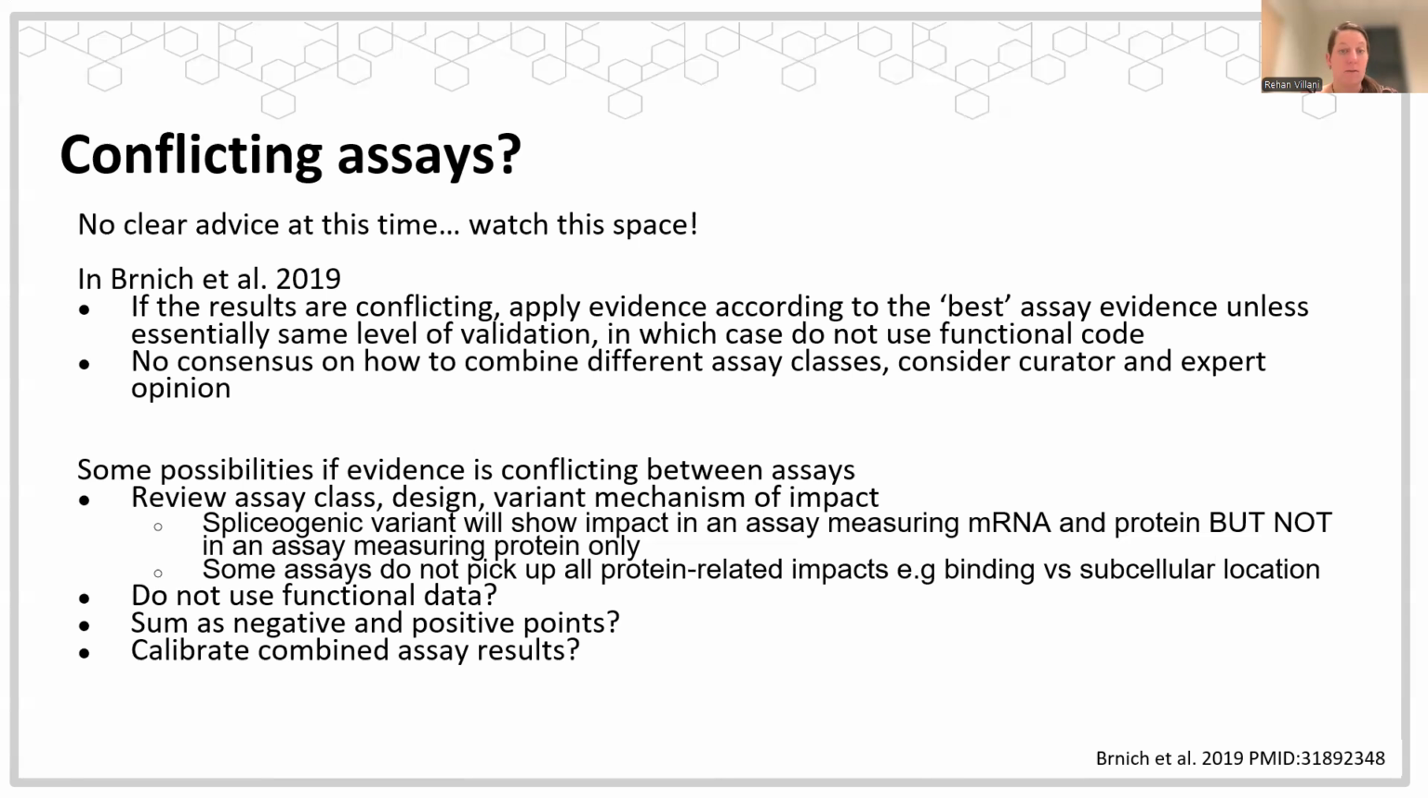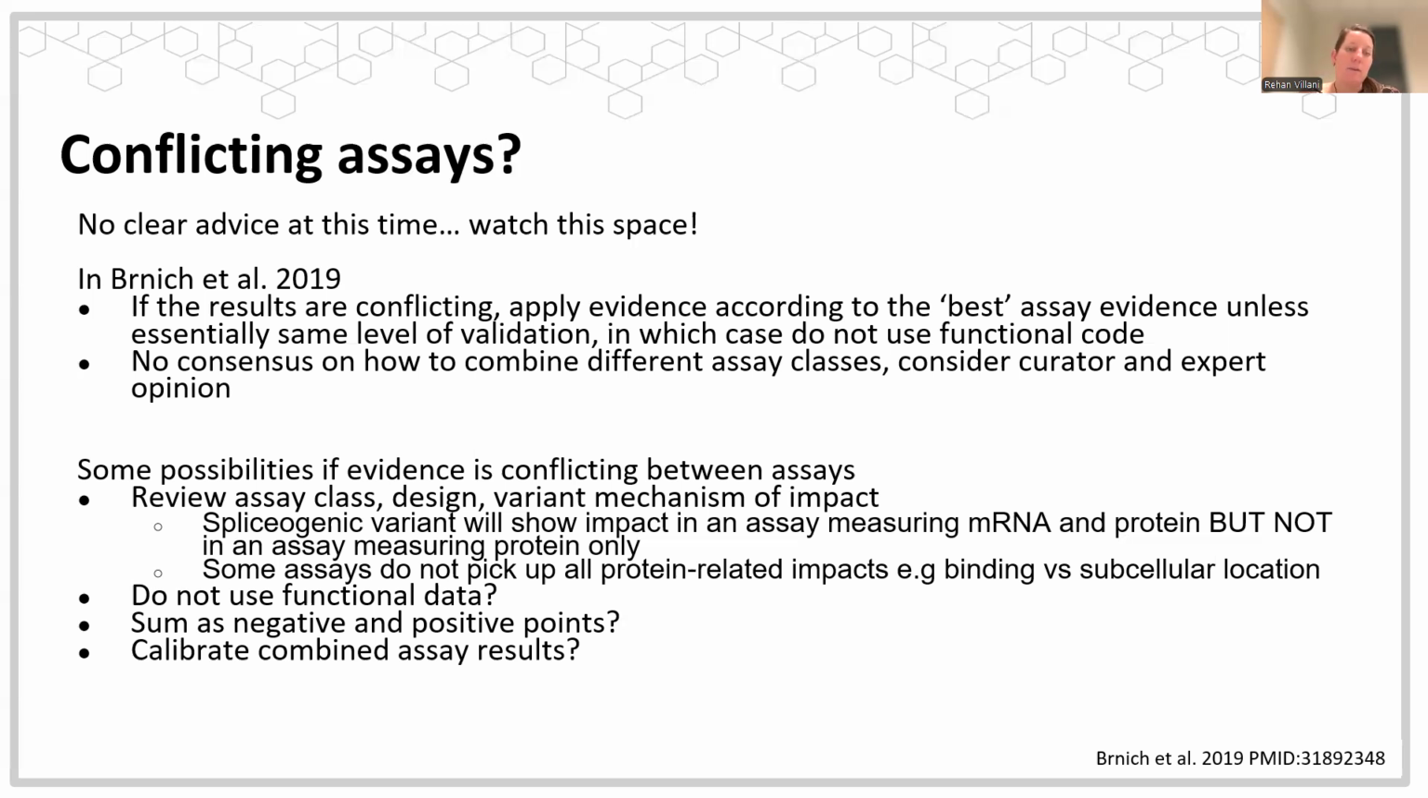In some possibilities, if the evidence is conflicting between assays, you should definitely review the assay class design and the mechanism of impact so that you can identify if that assay really is the appropriate assay for that mechanism of disease. For example, a splicogenic variant will show impact in an assay that measures RNA, but it won't show in an assay that measures protein impacts only. So does your assay pick up all of the potential impacts that you might need to be measuring? Some assays don't pick up all protein-related impacts. For example, some will detect binding impacts versus subcellular localization.